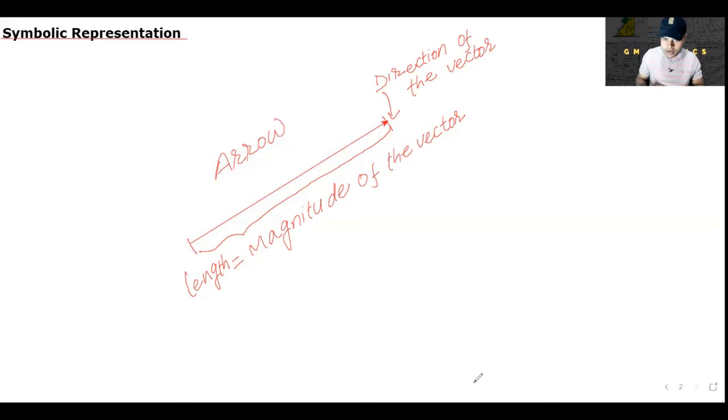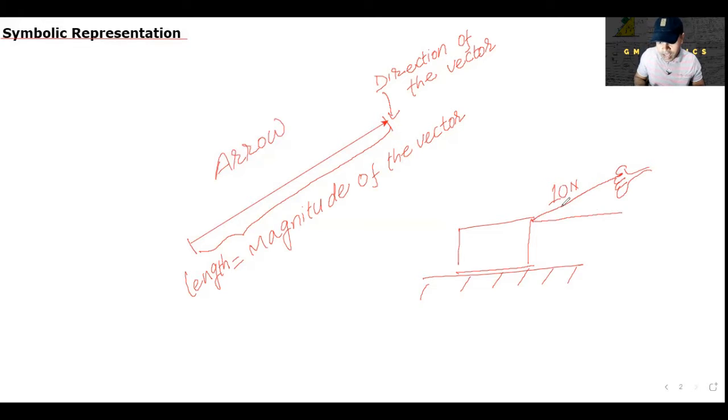Let's see to make it more clear. Suppose this is a block which is lying on a horizontal surface and it's being pulled with the help of a string. Let's say it's pulled with a force of 10 Newton. And this string is at an angle of 30 degrees with respect to horizontal. So force is a vector quantity. So a force of 10 Newton is acting on the block along the line which is inclined at angle 30 degrees with respect to the horizontal.